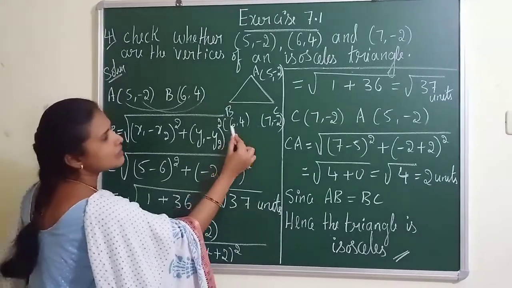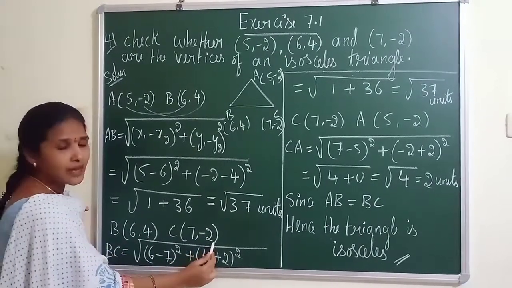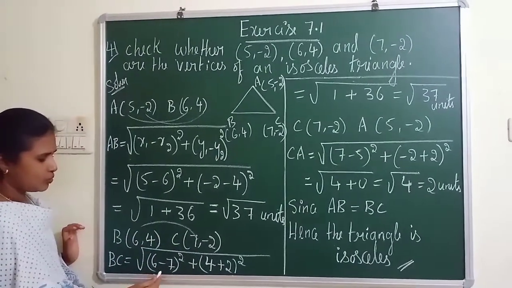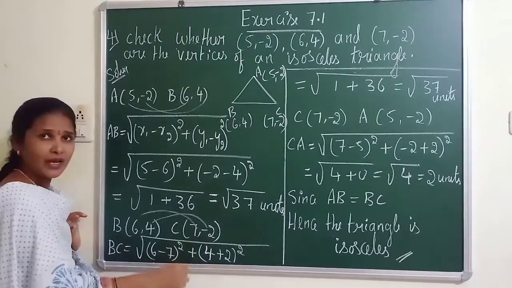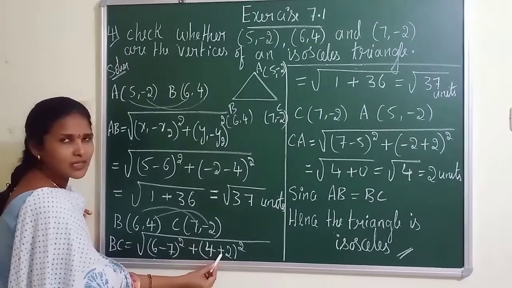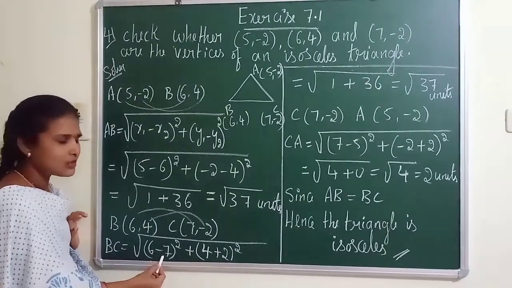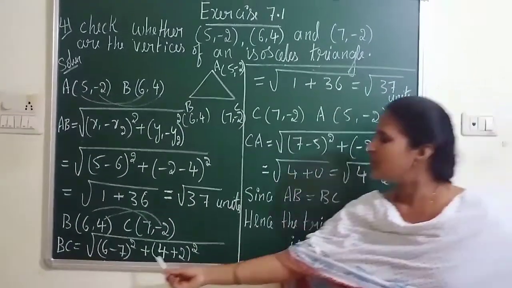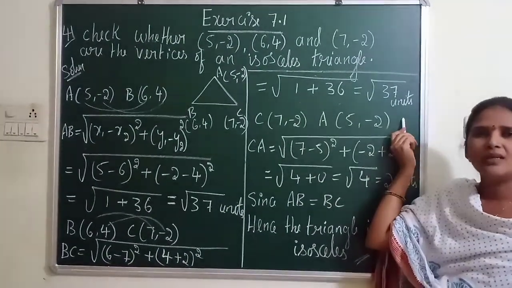Next we move to the next line segment, that is BC. Now consider BC, B is (6, 4) and C is (7, -2). Again apply the distance formula. So now we have to take the root of (6 minus 7) whole square plus (4 minus (-2)) whole square, because already in the formula you have minus and here the ordinate is minus. So minus into minus becomes plus. So (6 minus 7) whole square is what? (-1) square is 1, and (4 plus 2) whole square, that is 6 square, that becomes 36. So 36 plus 1 is root 37 units.